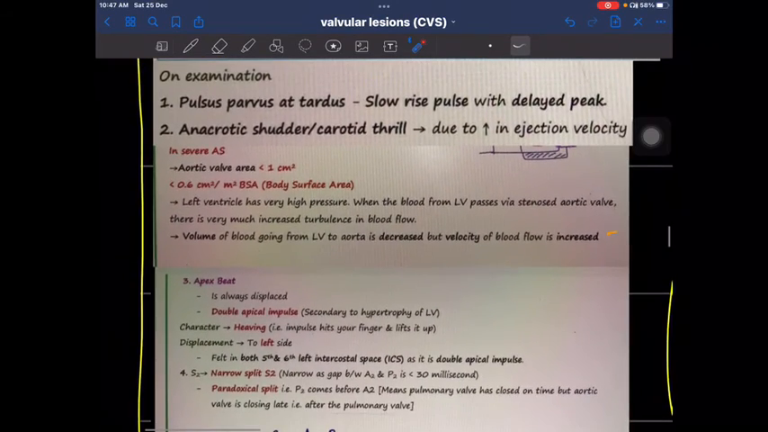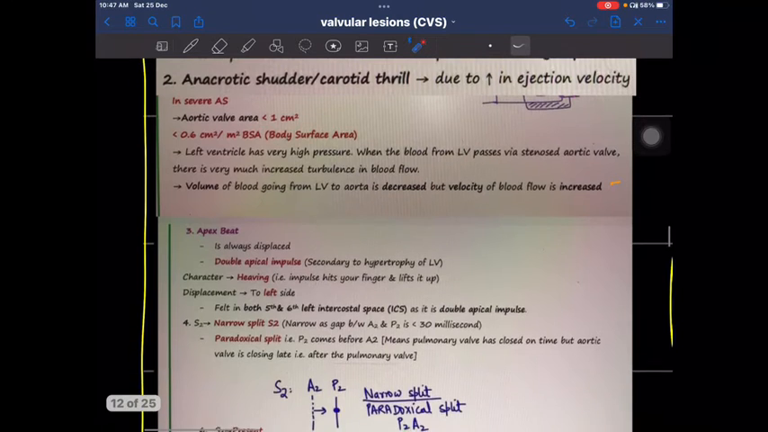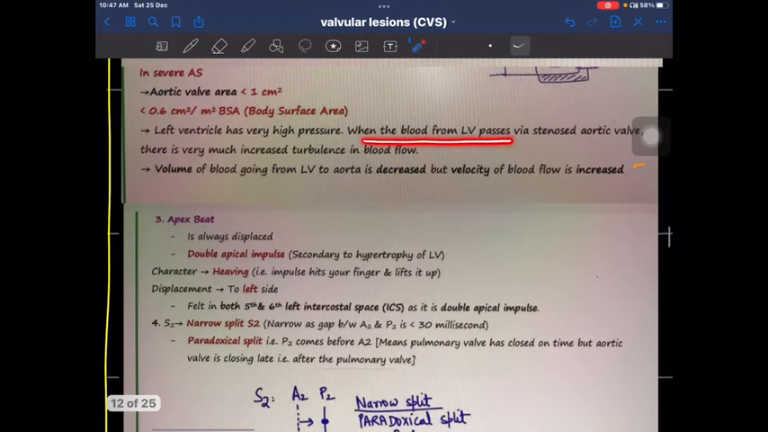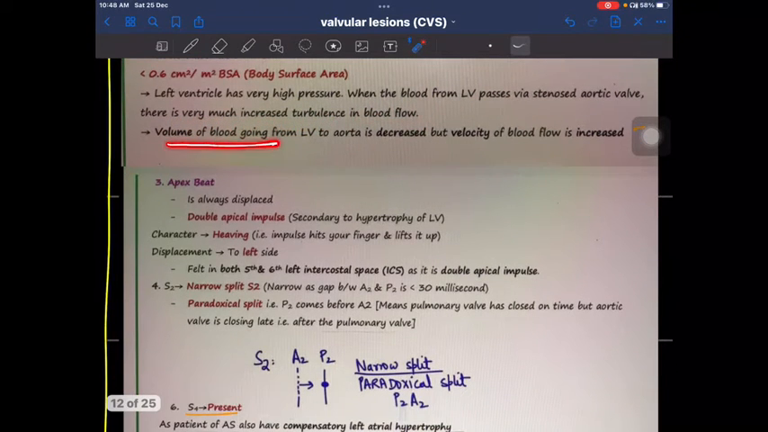So as we discussed earlier, in severe AS, the aortic valve area is less than 1 centimeter square. Okay. So due to this, left ventricle has very high pressure. And when the blood from left ventricle passes via stenosed aortic valve, there is very much increased turbulence in the blood flow. The volume of blood going from left ventricle to aorta is decreased. Okay. But the velocity of blood flow is obviously increased because it is being pumped against a stenosed valve.